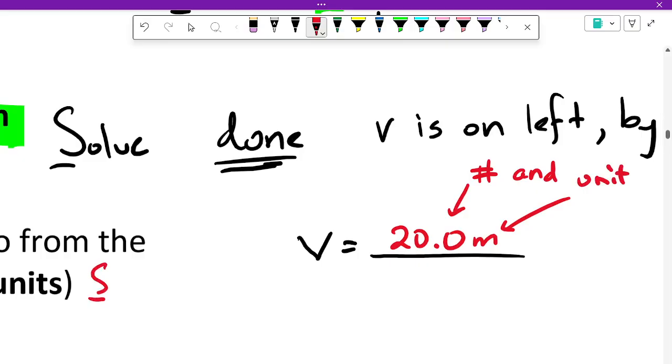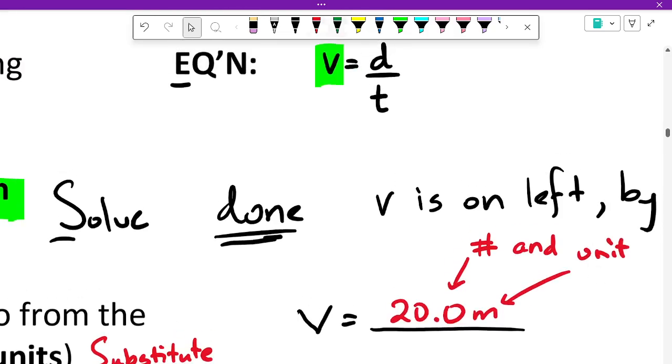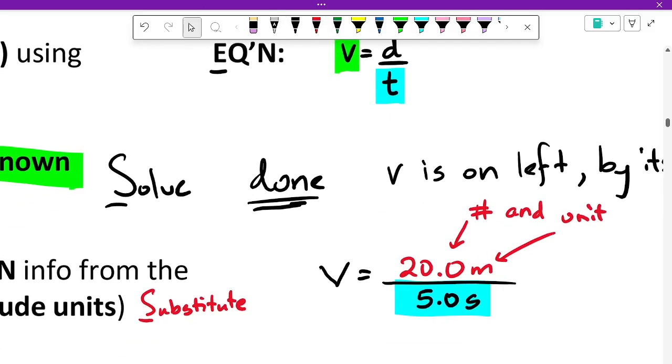So when we substitute, we need the number and we need the unit. So what would the bottom of that equation be? What would go on the bottom? Yeah, on the bottom is time. So we're going to put 5.0 and then seconds, because we need the number and the unit. Solve, substitute. We got to the end of GUESS.